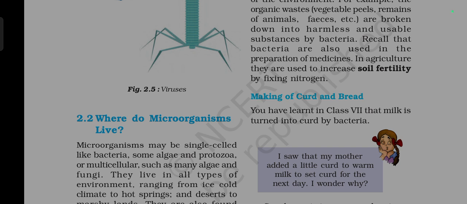Making of curd and bread. You have learned in class 7 that milk is turned into curd by bacteria. Can you tell me which bacteria is used to turn milk into curd? Yeah, that is lactobacillus.